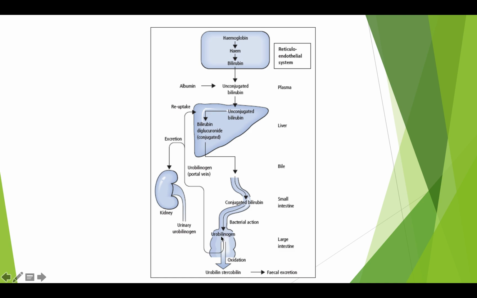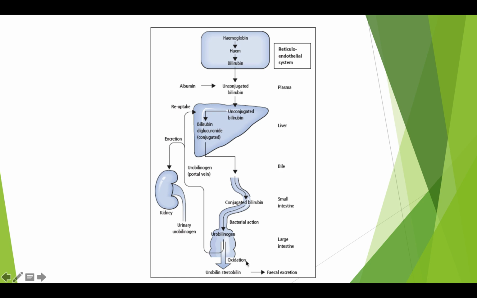10% of urobilinogen will re-enter circulation to the kidneys and be excreted renally. 90% of urobilinogen will be oxidized into stercobilin, and stercobilin is what gives the yellow pigmentation of feces.